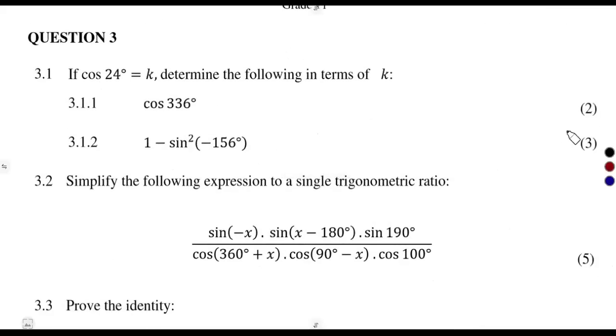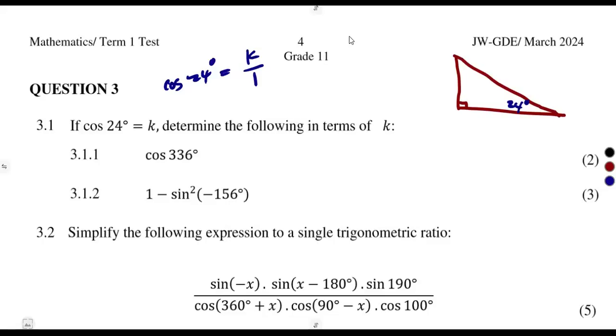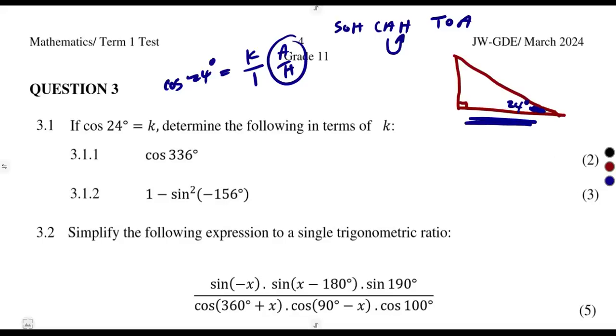All right. If the cos of 24 degrees is equal to k, remember when you're given this type of equation, guys, we're just going to need a triangle that we can use. So this is 24 degrees. Cos 24 degrees is equal to k over 1. Remember your SOHCAHTOA concept. Cos is adjacent over hypotenuse. So according to 24 degrees, adjacent, this side, is k and our hypotenuse is 1.